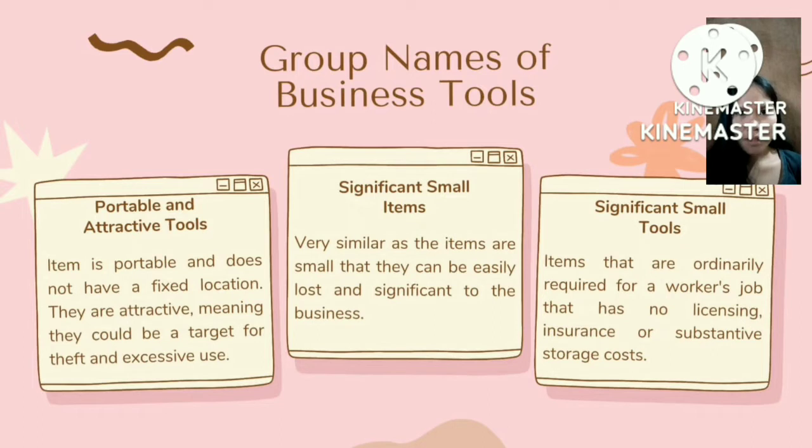Portable and attractive tools state that the item is portable and probably does not have a fixed location. It also states they are attractive, meaning they could be a target for theft or excessive use. Significant small items are small items that can be easily lost and are significant to the business. Significant small tools, on the other hand, are items ordinarily required for a worker's job function, including but not limited to equipment that ordinarily has no licensing, insurance, or substantive storage cost.